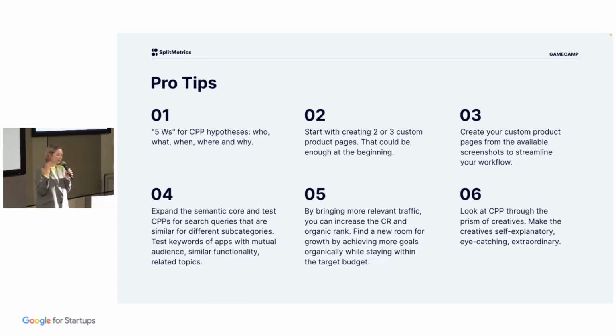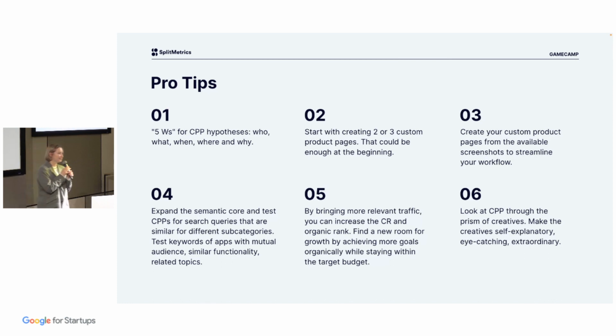In partnership with the keywords, you have an opportunity to bring users from different subcategories. So as an A/B tester, remember that your audience could be hidden in another subcategory. So don't hesitate and try to implement this tip with the use of keywords. And of course, by bringing more relevant traffic, you can increase the conversion rate and organic rank. And last but not least, remember that CPPs are a great opportunity to work in a more creative way. So try to make your creative self-explanatory, eye-catching, and extraordinary.